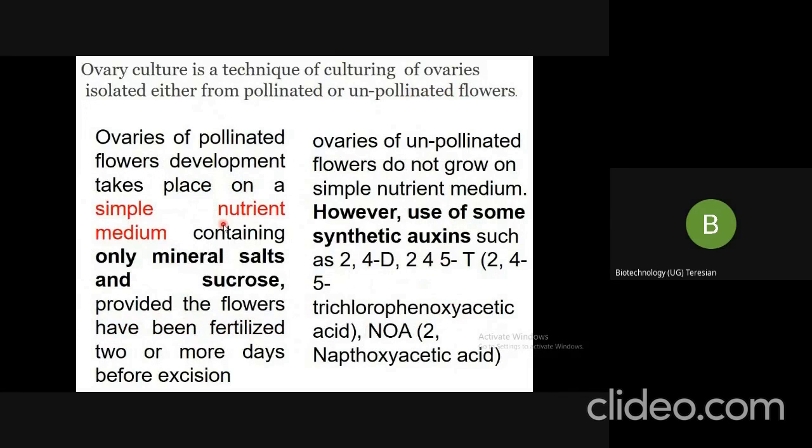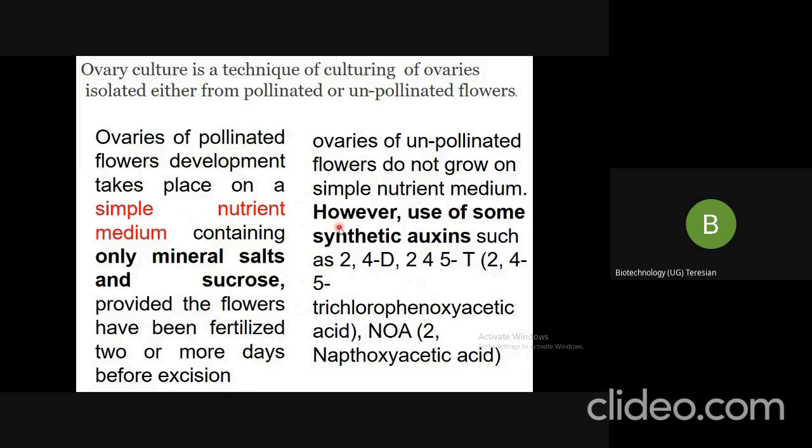The excised ovaries can be cultured in vitro. That is, if you cut those ovaries from the other part of the plant, they can be cultured in vitro, that is, in the laboratory. This development takes place on a simple nutrient medium containing only mineral salts and sucrose, provided the flowers have been fertilized 2 or more days before excision, that is, before you cut them. Okay, that should have been fertilized.